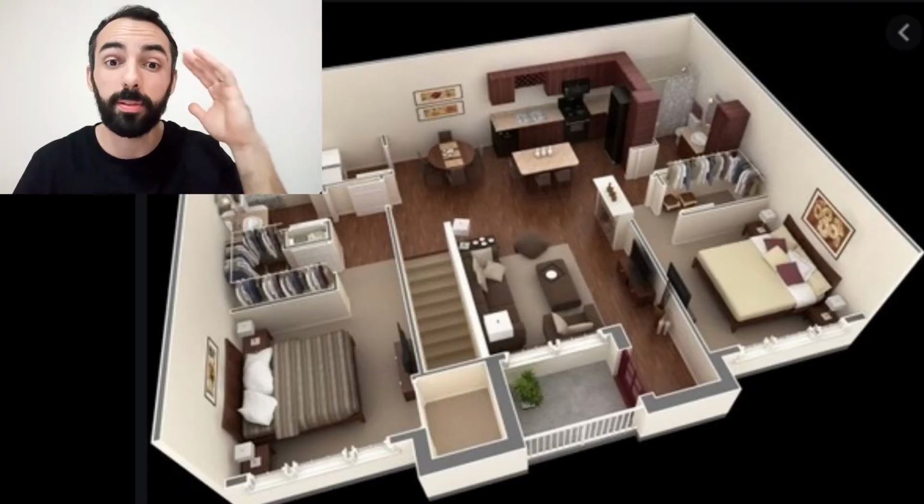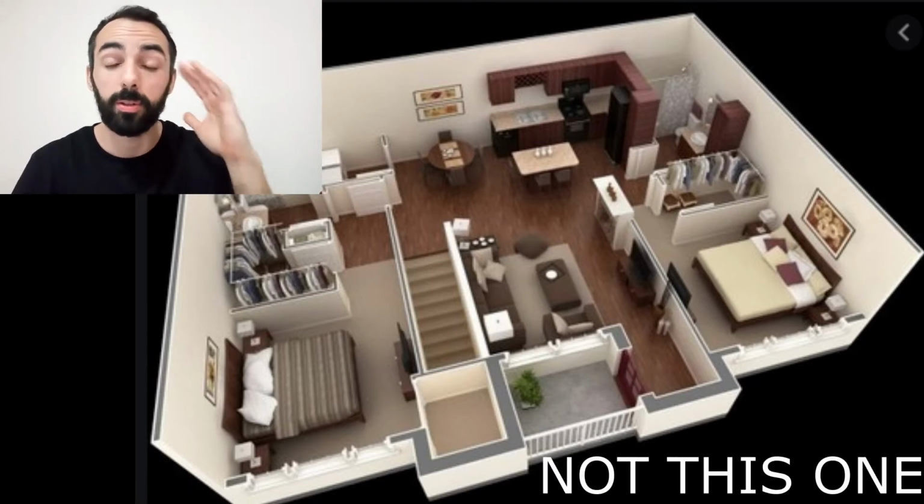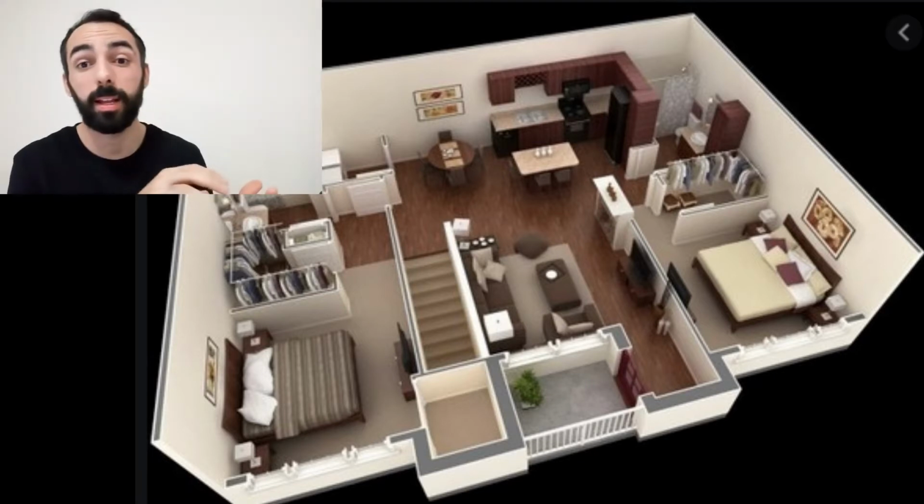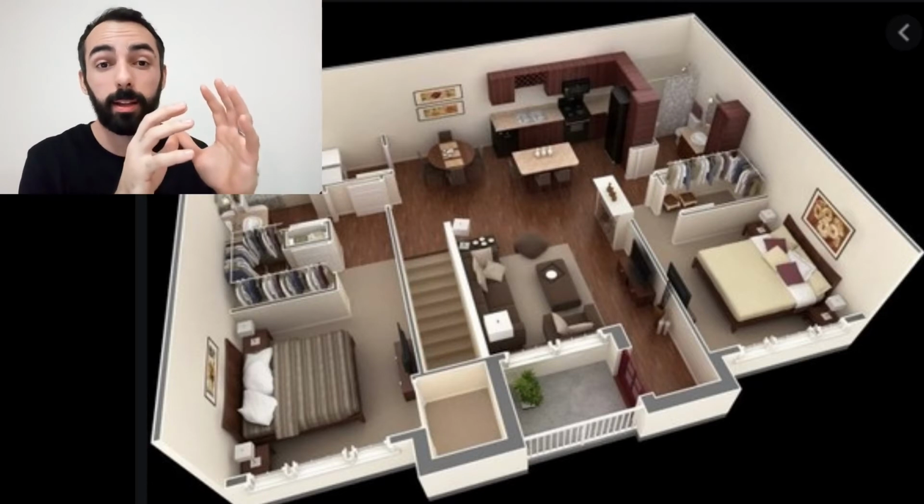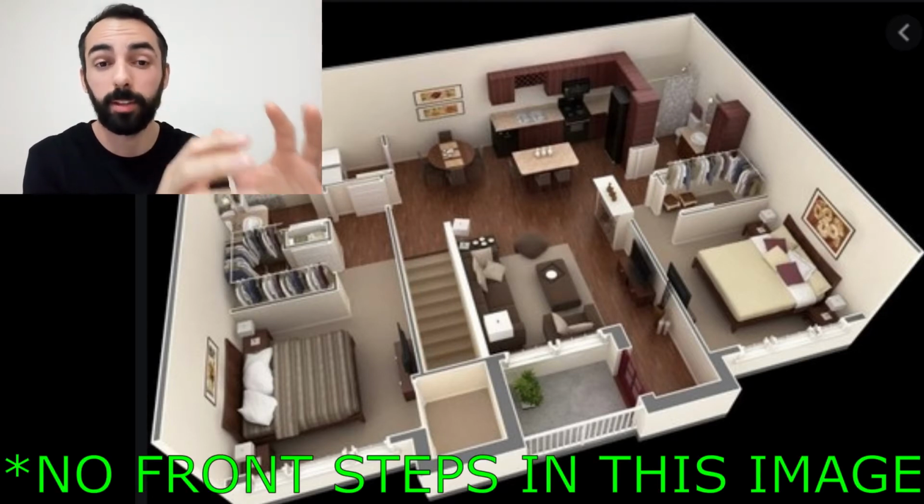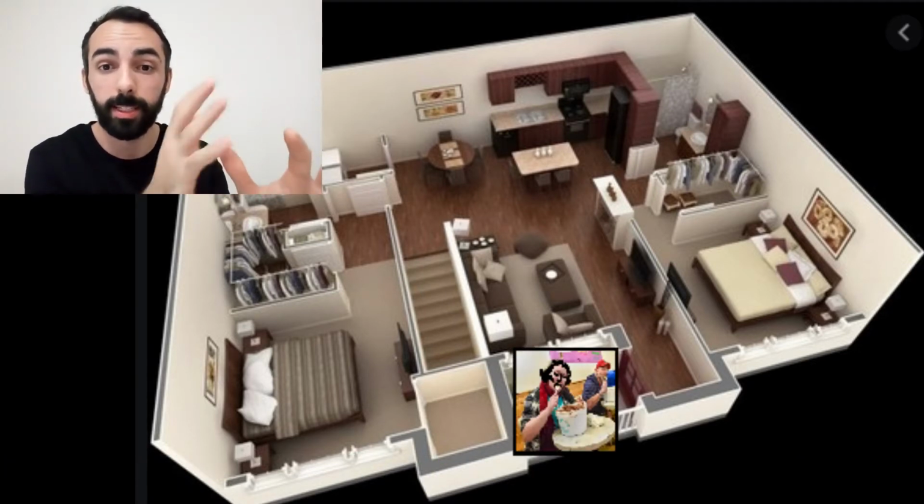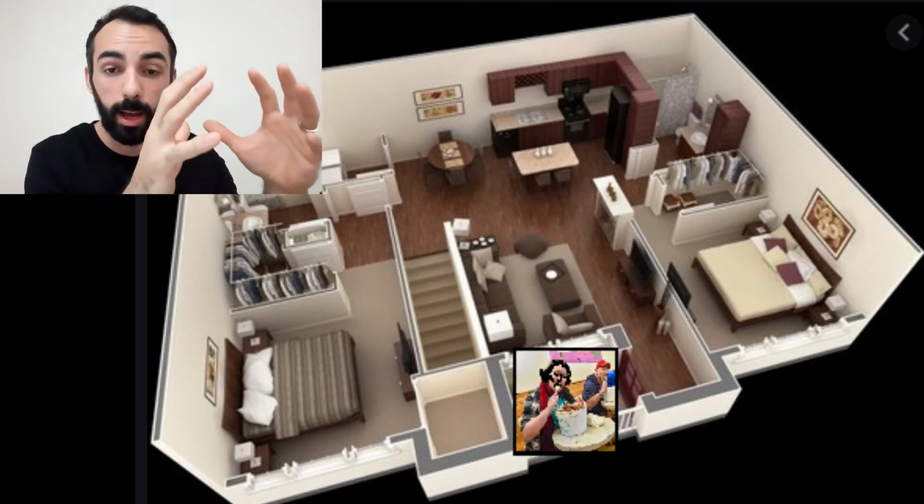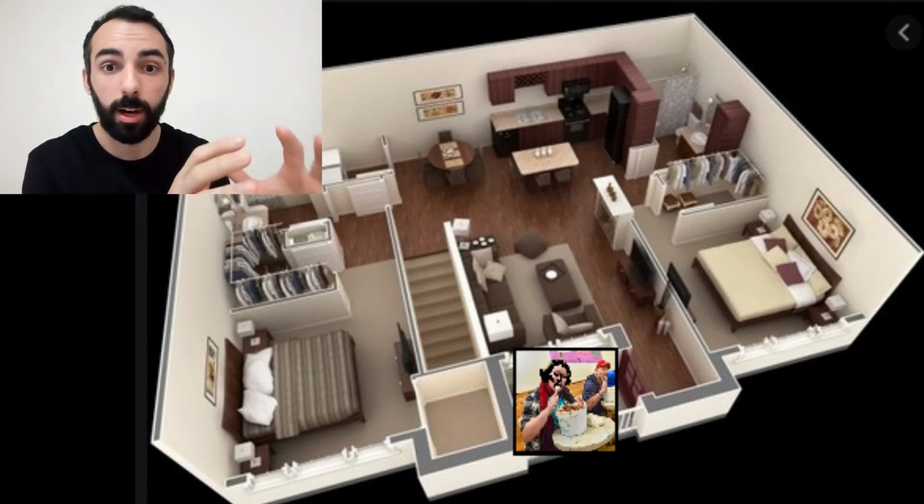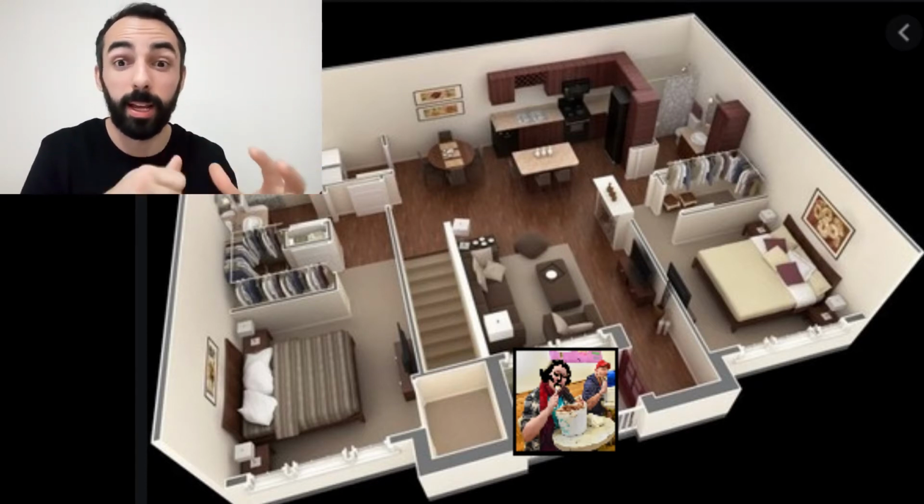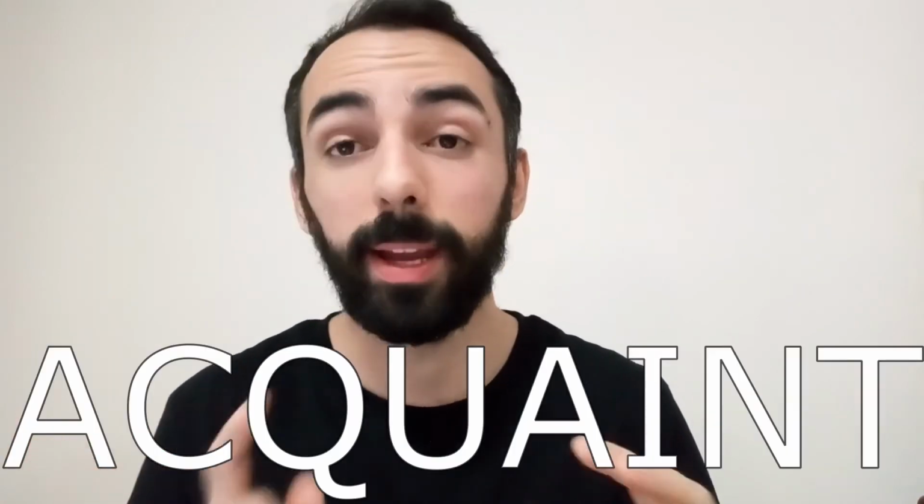Cool? And now what we do, so in my head, I have my house, the house that I lived in for many years. So I'm going to be placing that image on the front step of the entrance of my house. So before I get to the door, the front door, I'll put the image of a guy sitting at the table eating ice cream. Cool? All right. So the next word is acquaint.